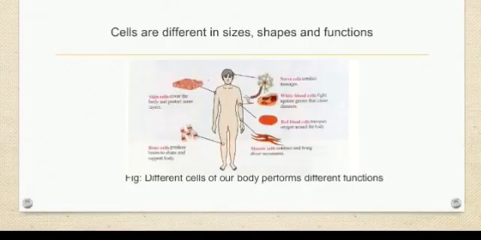Students, cells are different in sizes, shapes and functions. For example, we have brain cells, stomach cells, bone cells and many other types of cells. They all do special jobs to help our bodies to function the way they are supposed to. Although the cells in our bodies do many different jobs, they all contain similar parts called organelles.